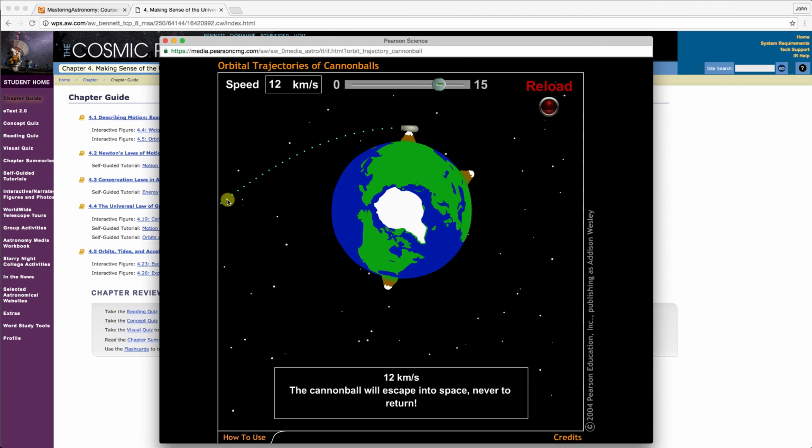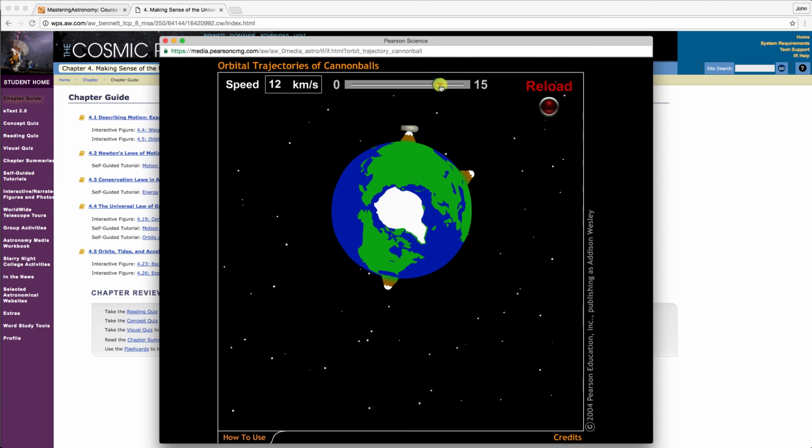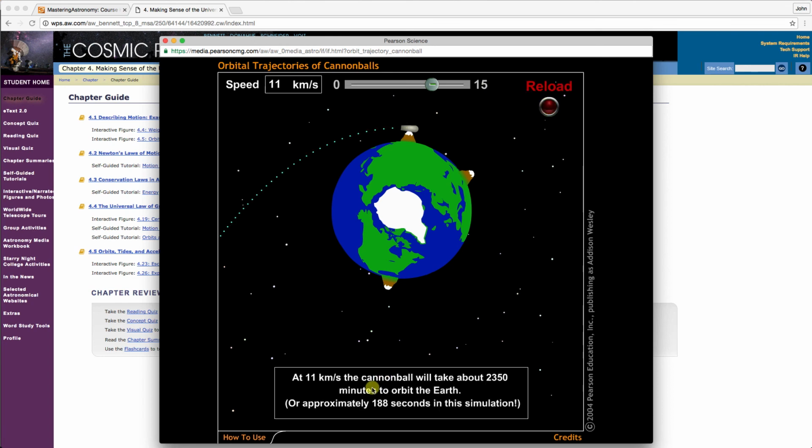Any speed less than that, the 12 isn't the exact number, but we can try 11, reload, and go back and see what it says for 11. So this one does give us an orbit, 11 kilometers per second does give us an orbit. In reality, that would be about 2,350 minutes. So somewhere between 11 kilometers per second and 12 kilometers per second is what we'd refer to as the escape velocity for objects on the Earth.